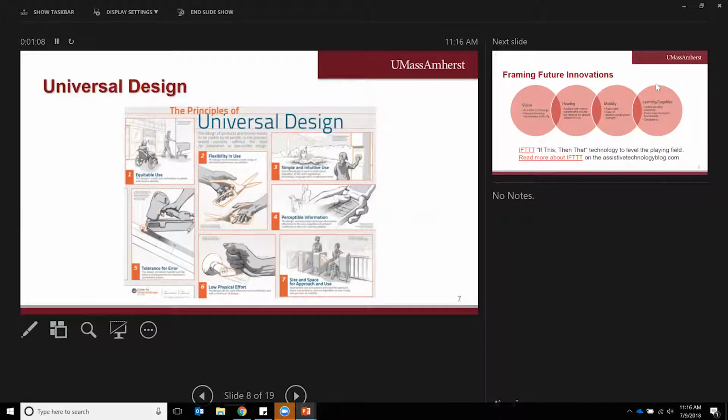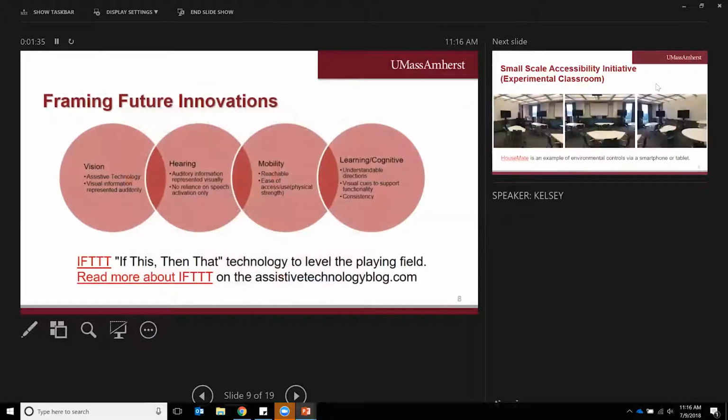You want that design to be clean, kind of what Luis was talking about. We have perceptible information. It should make sense. It should respond to you. The responsivity is really important as well. So it's useless if you have a button that you can physically press, but you don't know what it does, if it doesn't tell you what it does. Tolerance for error, low physical effort, size and space for approach and use. Make sure people can get to it. So this is how we're framing those standards, and that's how we're framing our future innovations.